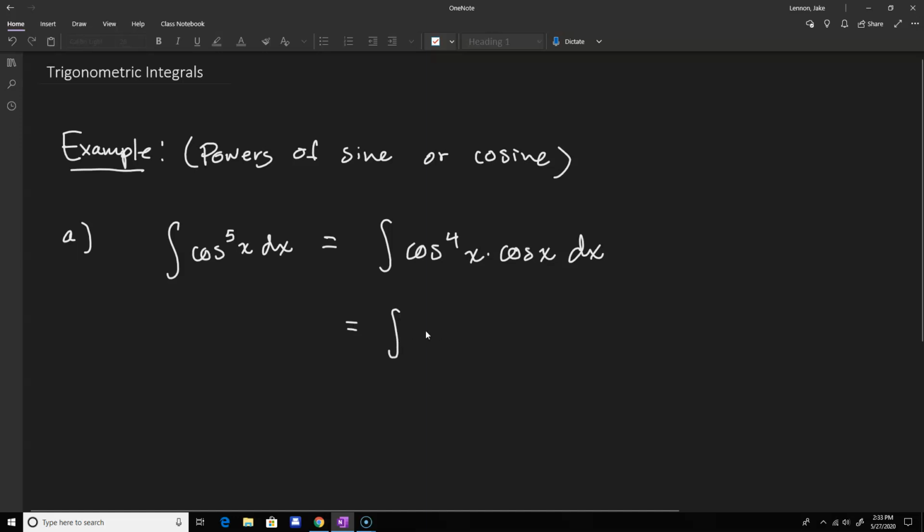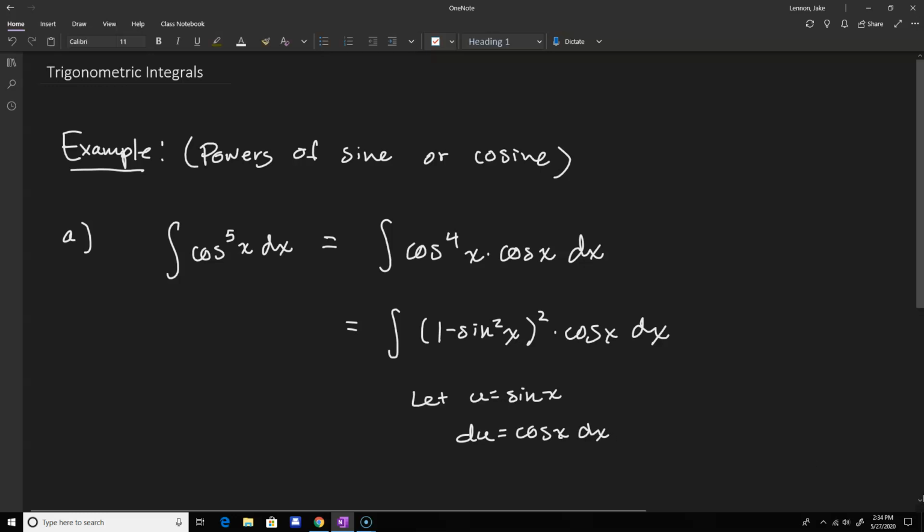So now this will be, since cosine squared is 1 minus sine squared, 1 minus sine squared of x, quantity squared, times the cosine of x. And now this leads to a straightforward substitution, because if we let u equal the sine of x, du will be cosine of x dx. So that's exactly what we're going to do. Let u equal the sine of x. Then du is cosine of x dx.